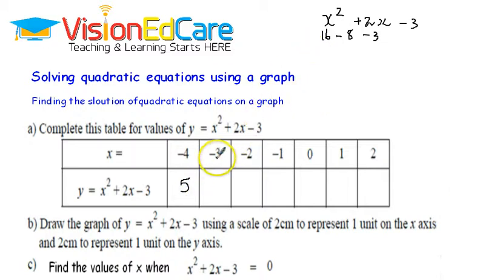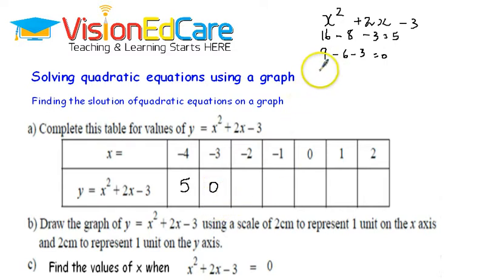When x is minus 3, we're going to have minus 3 all squared, and that gives us 9. And then we're going to have 2 times minus 3, that gives us minus 6, minus our constant there, which is minus 3. So we have minus 3 minus 6, that's minus 9. And then we have positive 9, that gives us 0. Okay, so when x is minus 3, y is 0.